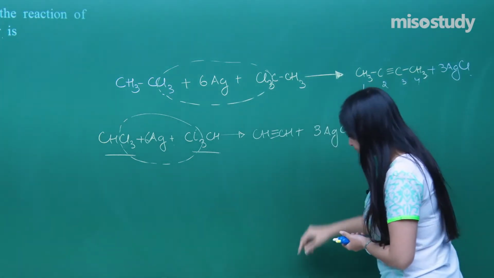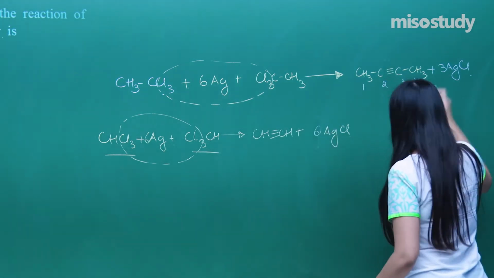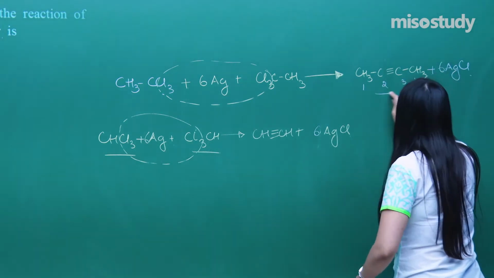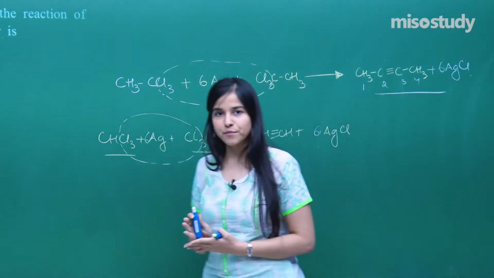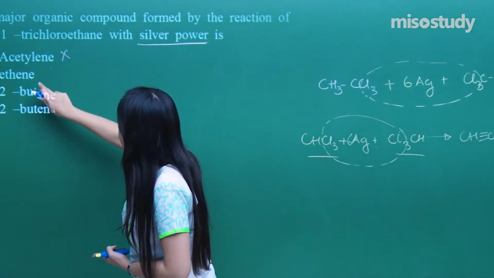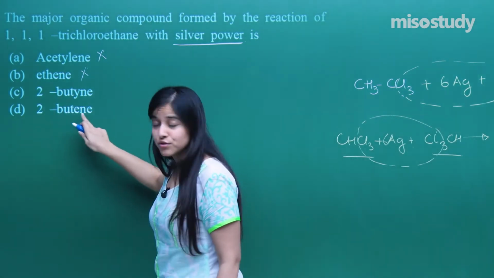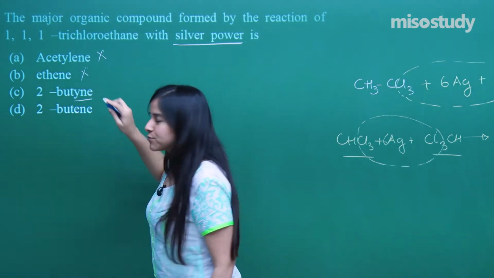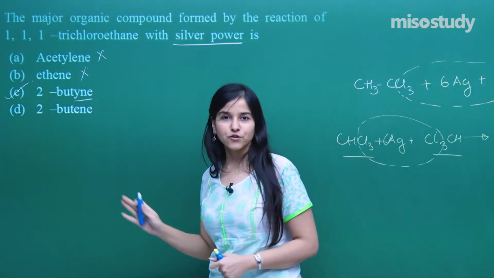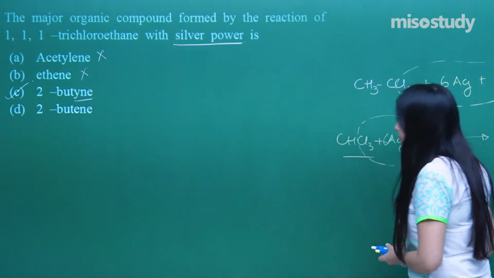Okay, let me just make it 6 over here. In total we are getting 6 AgCl. So that is the complete reaction what we are getting. So let us just try to match our answers. So acetylene, it is not the product. Ethene, again not the product. But-2-yne, but-2-ene. So we have got 'yne', that means we have got an alkyne. C is the correct option. I hope everybody has followed the reaction. So let's just move on to the next question.